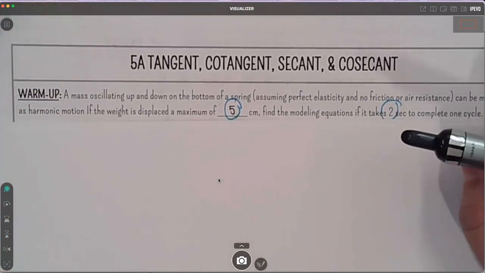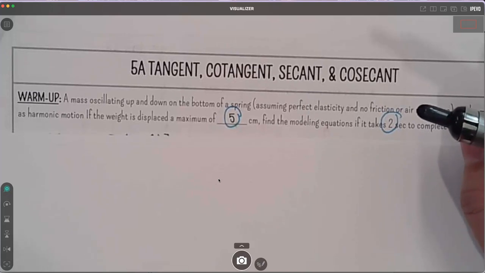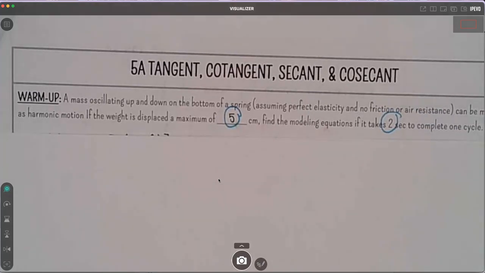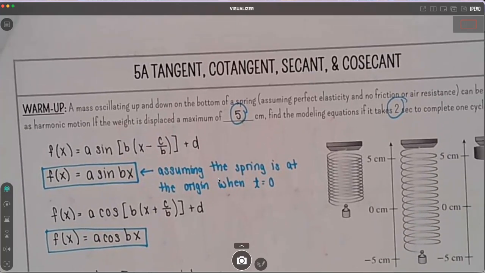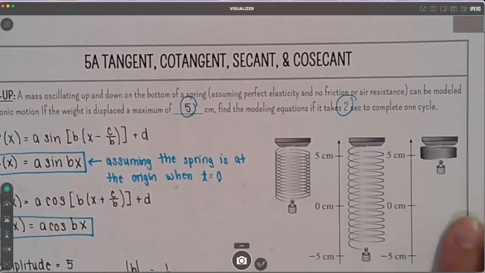The warm-up says a mass oscillating up and down on the bottom of a spring, assuming perfect elasticity and no friction or air resistance, can be modeled as harmonic motion. If the weight is displaced a maximum of 5 centimeters, find the modeling equations if it takes 2 seconds to complete one cycle. Okay, so here is a diagram of what's going on.